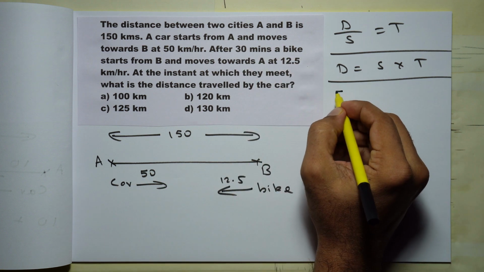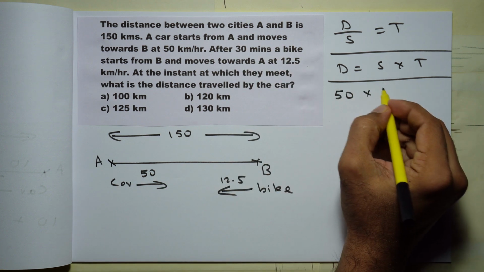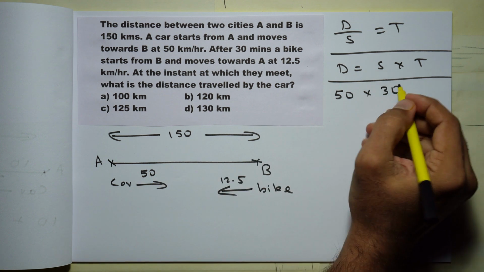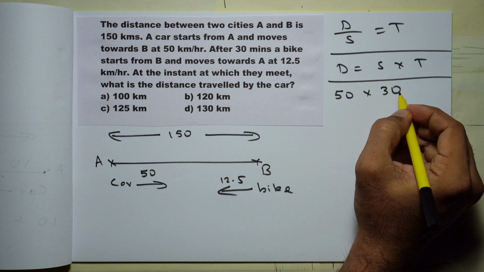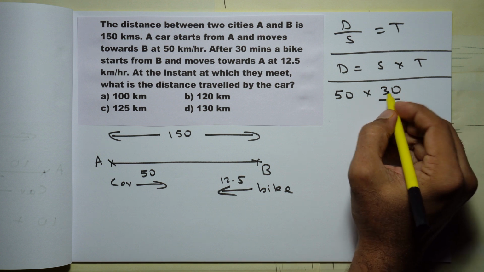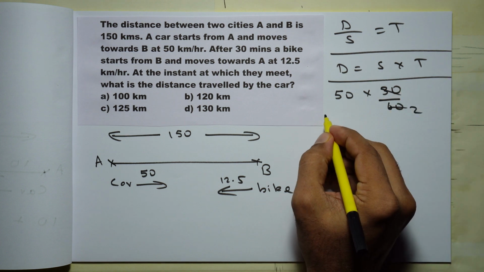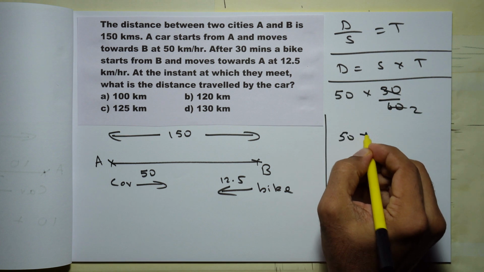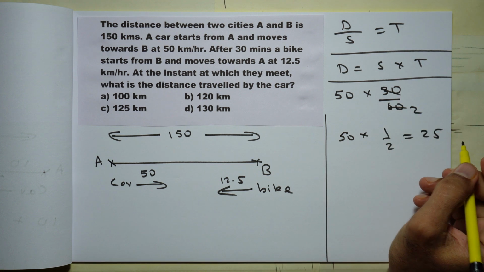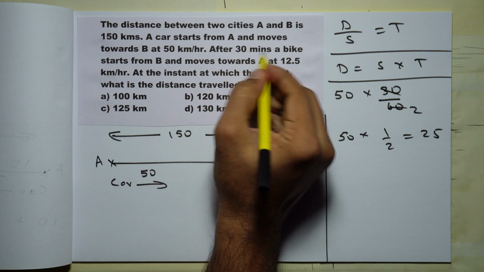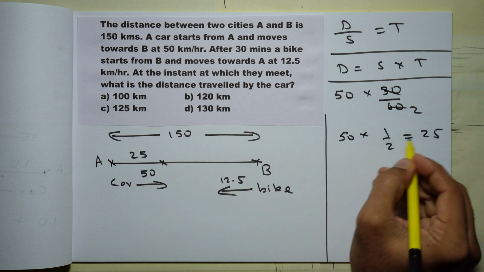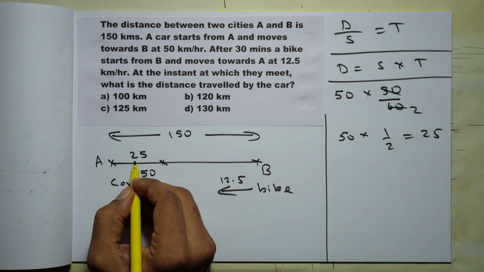Speed of the car is 50 into time. Time is 30 minutes. This is 50 kilometers per hour. So this 30 minutes we'll have to convert into hours. To convert minutes into hours, you have to divide by 60. 30 divided by 60 is half. So 50 into half, you will get it as 25 kilometers. So in 30 minutes or in half an hour, the car will initially do 25 kilometers. Initially the car will do 25 kilometers.